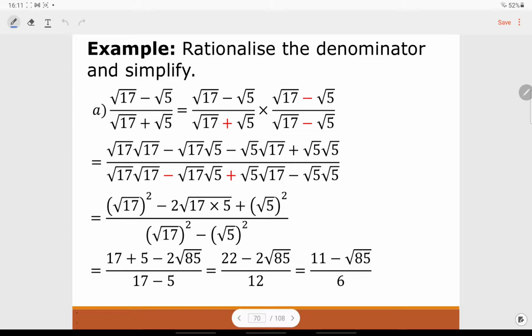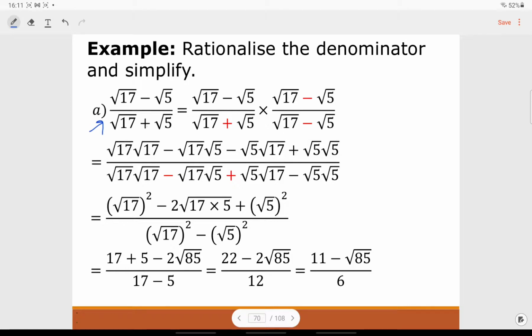Okay, now we move to the next example. The same task, rationalize the denominator and simplify. Alright, so we're given this fraction, that means we have a third at the denominator. So we are referring to the denominator to come out with the conjugate value. Okay, not the numerator but the denominator.